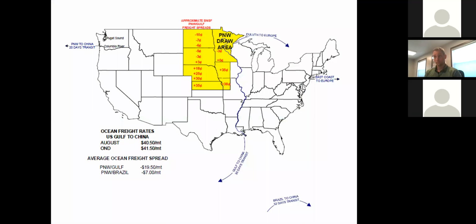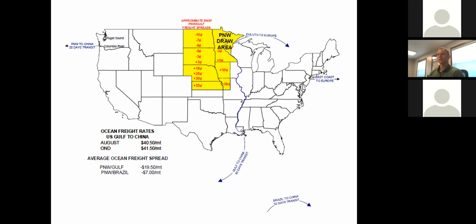What that means is our soybeans, for the most part, have to leave on rail. This map here shows the PNW draw area, for the most part, in the yellow shaded area. You can see you've got North Dakota, South Dakota, Nebraska, and Minnesota are the predominant players for the PNW. You get Western Iowa, some. Northern Kansas is a player, some.